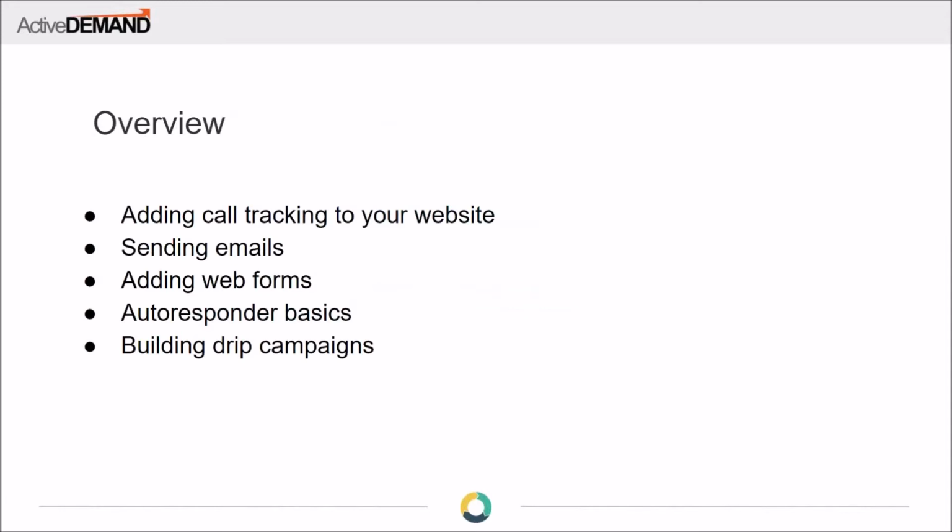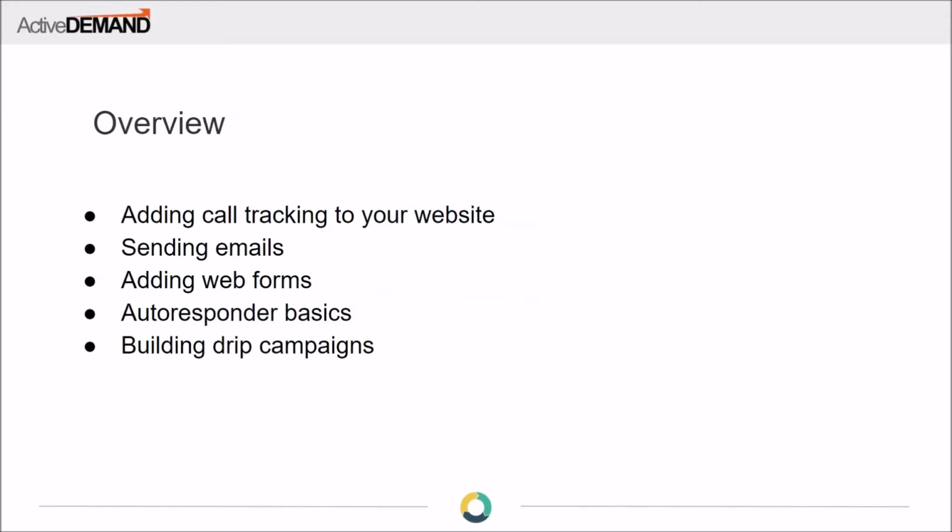Today, we're going to be going over adding call tracking to your website, sending emails, adding web forms, some autoresponder basics, and then building drip campaigns. The idea here is that a lot of the value from a marketing automation platform like ActiveDEMAND is in getting attribution. I think that attribution means tracking what marketing results in leads or new business or new hires or whatever your goals are.